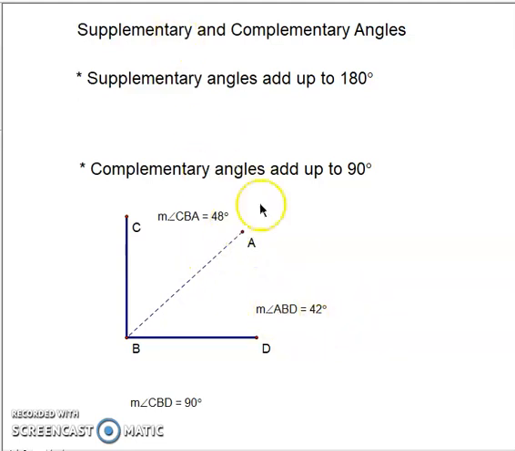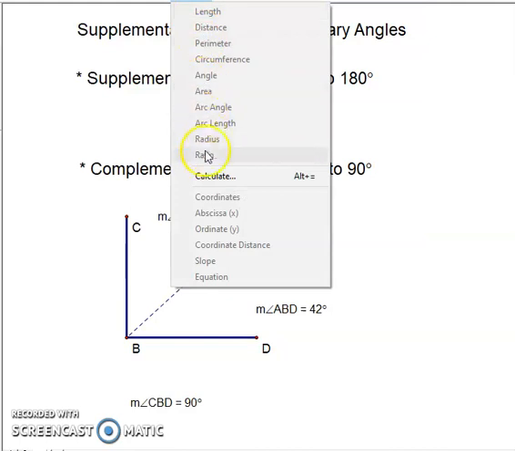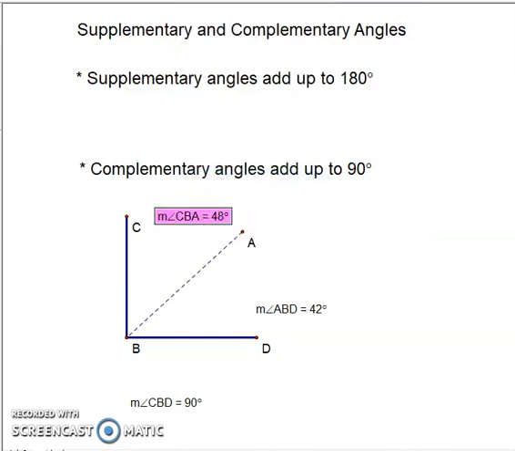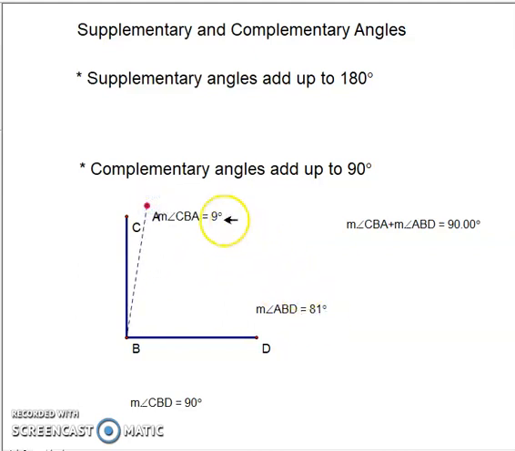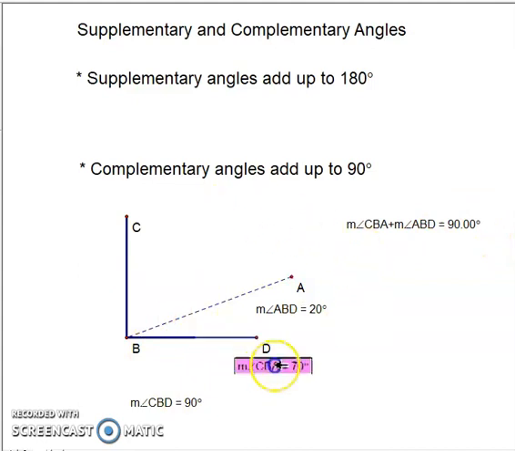So I can actually have the computer add that up for me. So measure. I want to calculate this angle plus this angle, and I always get 90 degrees. There's a sum. It's always 90 degrees. So watch this. As I move it, they always add up to 90. So 81 and 9, or 58 and 32. Here we get 70 and 20, and they always add up to 90 degrees. So these two angles, angle CBD and angle CBA, are called supplementary. No, I mean complementary.